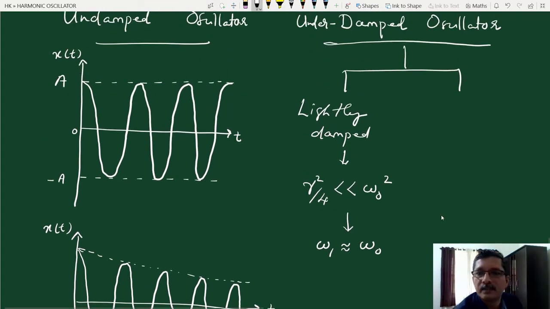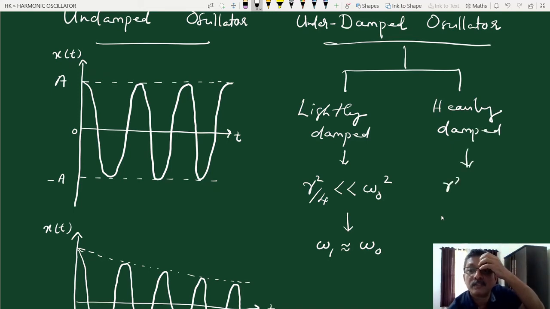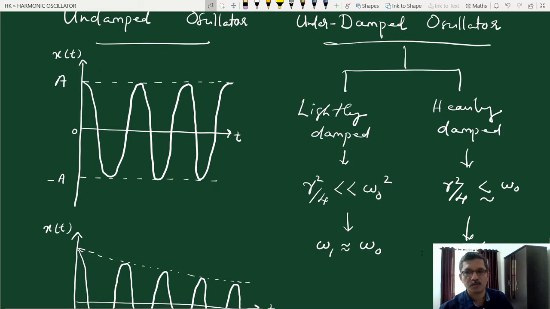Now another possibility is a heavily damped oscillator. In a heavily damped oscillator, gamma square by 4 is again less than omega 0 square, but it's not very small; its value is of the order of omega 0 square. That means it is significant. It's not very small compared to omega 0. So in that case, omega 1 will be very small compared to omega 0. Omega 1 will not be in the neighborhood of omega 0. So it's a heavily damped oscillator.